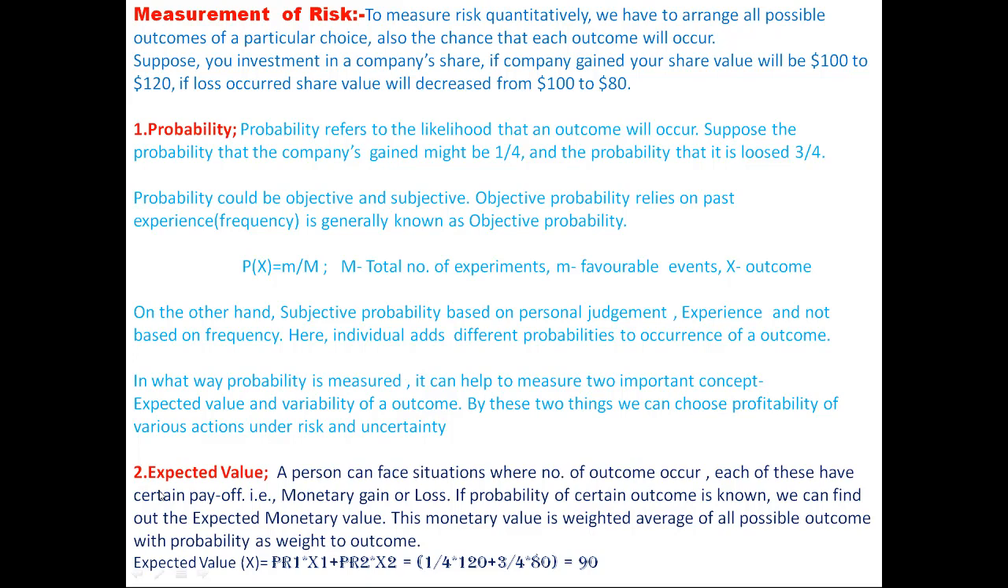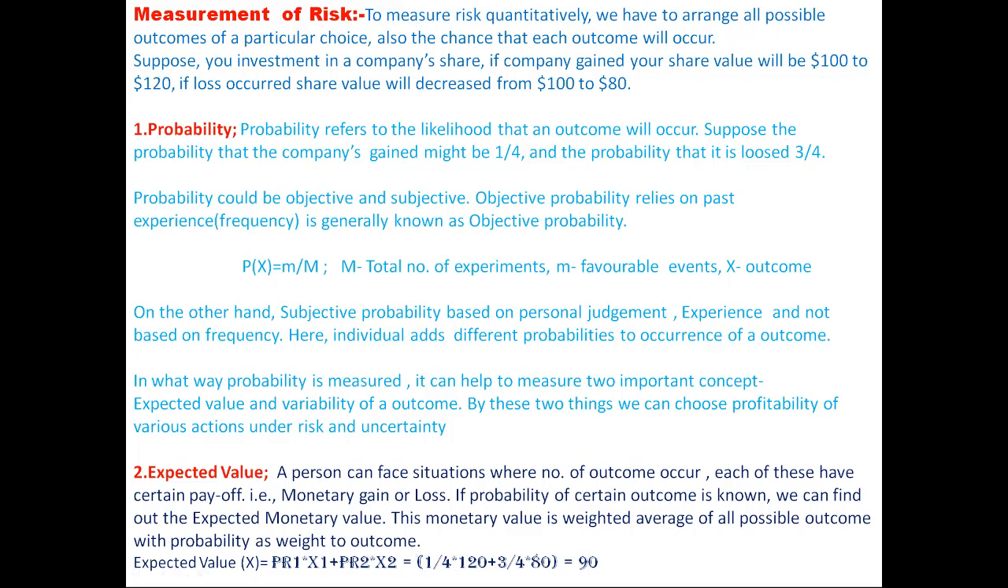Next thing, expected value. We already read expectation in statistics, and also in econometrics. What is expectation? Expectation is nothing but average. If we have two situations, what will be its average? It is the expected value. A person can face a situation where a number of outcomes occur. Each of these has a certain payoff, monetary gain or loss. If the probability of each outcome is known, we can find the expected monetary value. This is the weighted average of all possible outcomes, with probability as the weight of each outcome.